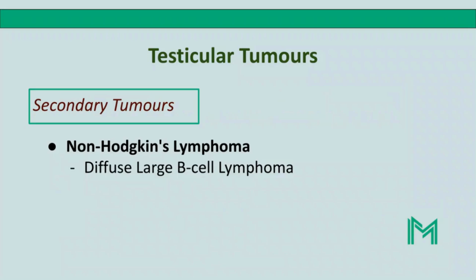Now we have seen tumors that arise from the testes. Those are primary tumors because they are coming from the testes. However, you can have instances where tumors metastasize to the testes, and those are called secondary tumors. It's classic when it comes to non-Hodgkin's lymphoma. Non-Hodgkin's lymphoma is notorious for metastasizing to the testes, particularly the diffuse large B cell subtype.